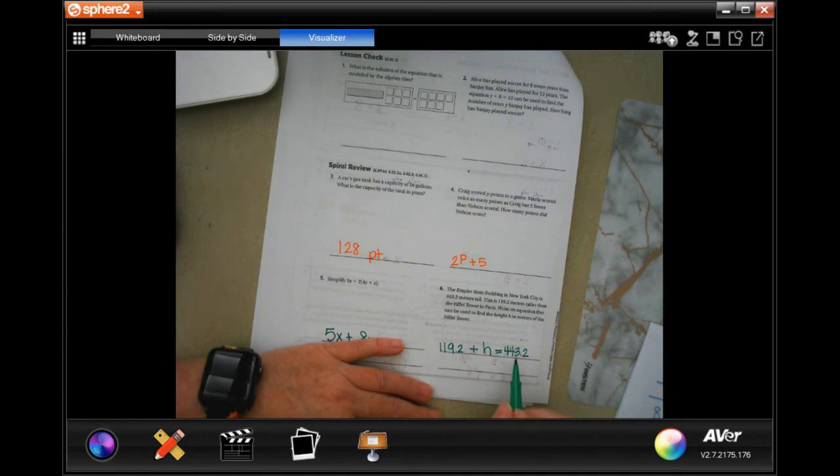Okay? So if we wanted to find that height, using what we were doing before, we would subtract the 119.2, getting h alone, subtract the 119.2 over here, and wind up with the height.